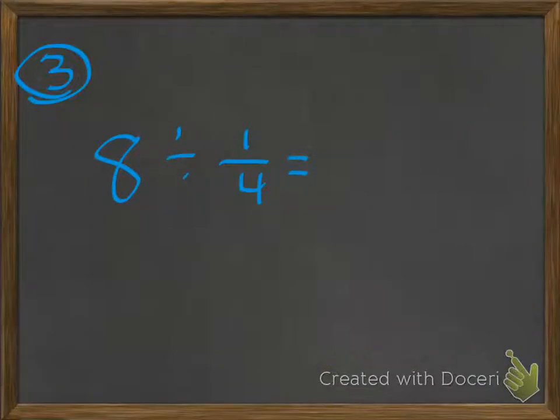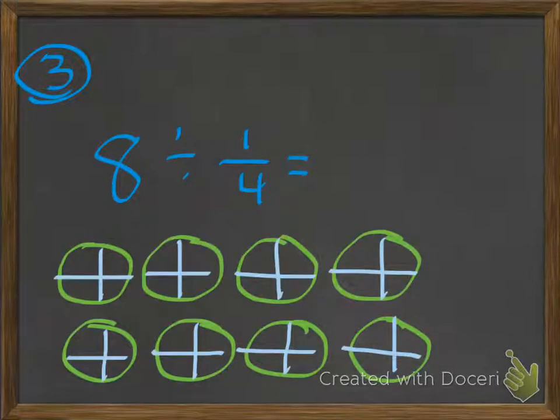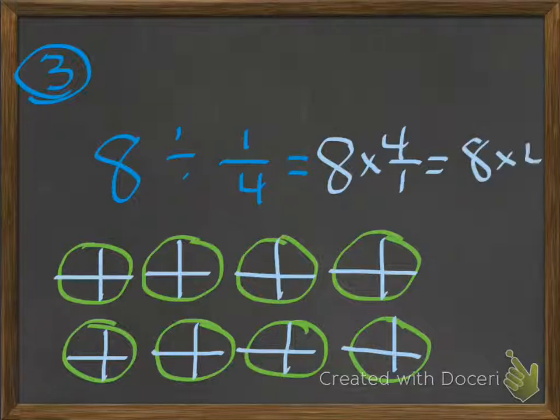Number 3, 8 divided by 1/4. Okay, so you can draw a picture of 8 things and divide them into fourths. And you'll notice that there are 32 if you count them all up, because 8 divided by 1/4 is the same as 8 times 4 over 1. That equals 8 times 4, and that equals 32.